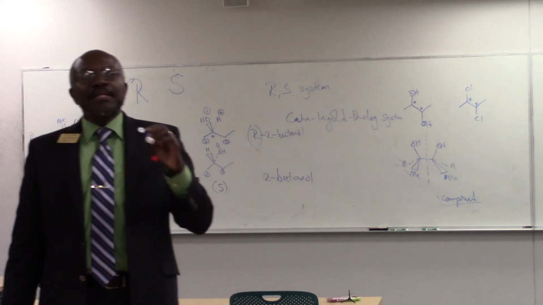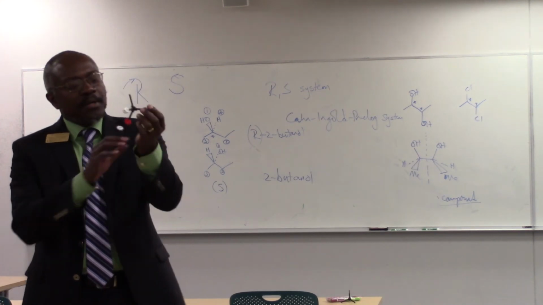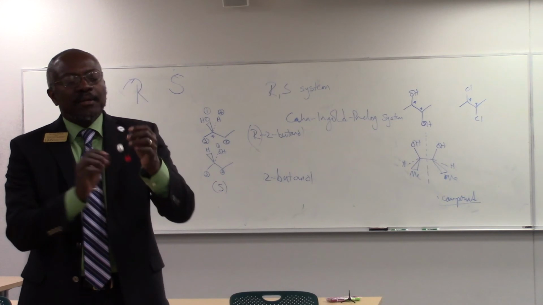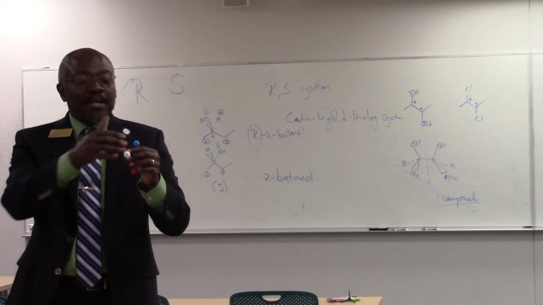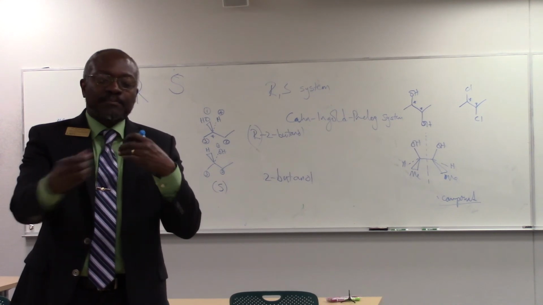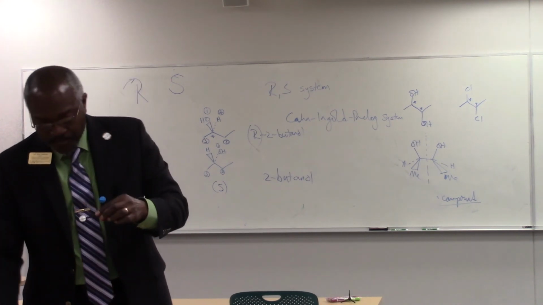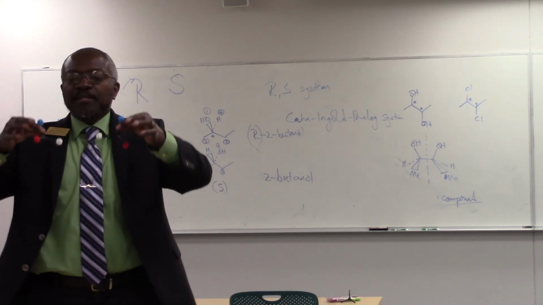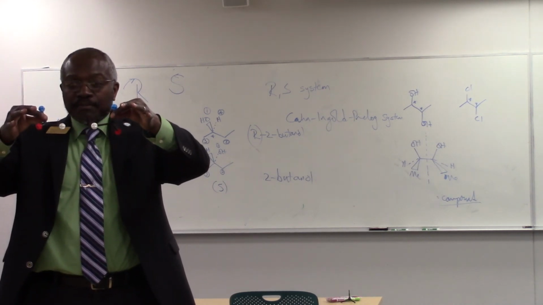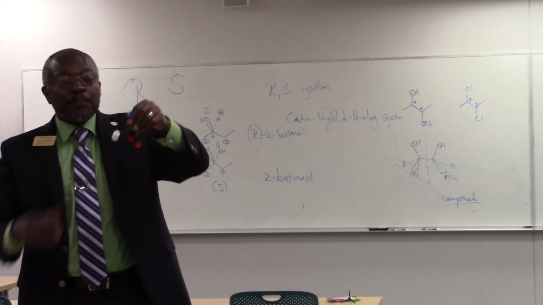Let's interchange a pair of groups. Doesn't matter which pair. I'm going to interchange the white and the black. If I interchange the white and the black, these are no longer enantiomers. In fact, they're equivalent species. They've now passed the test of sameness.